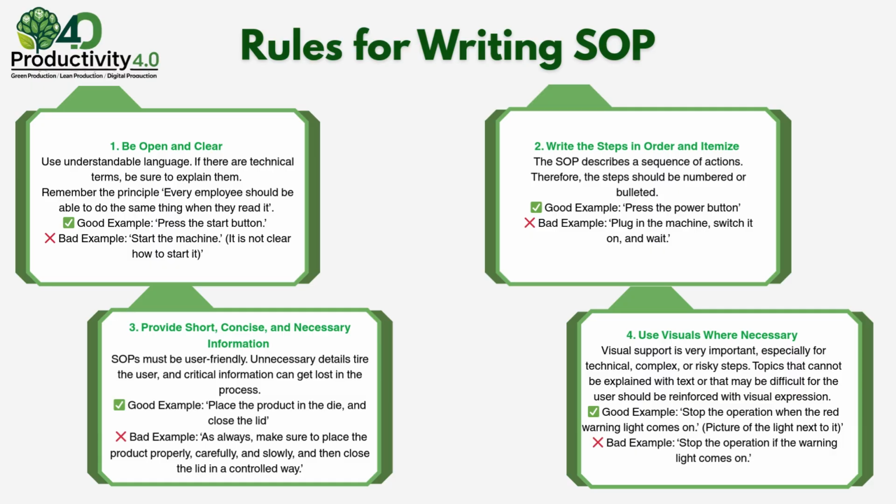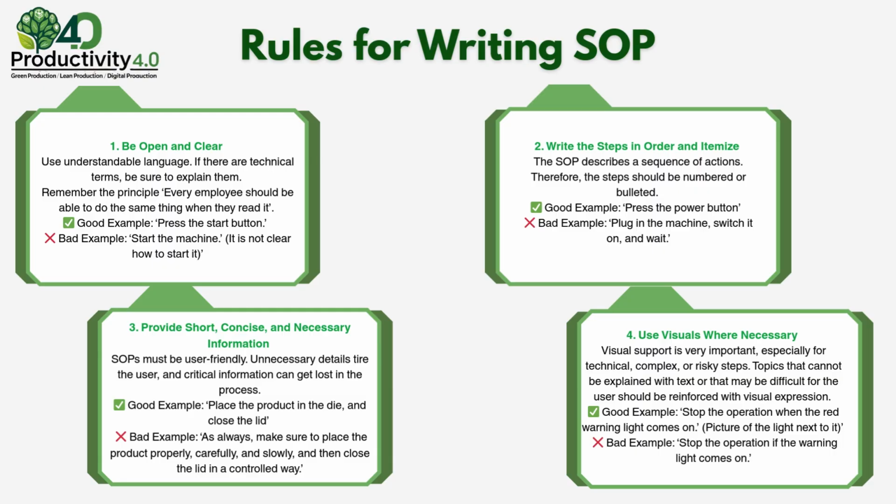First, the language used must be simple and clear. Every employee should be able to carry out the same procedure by reading the standard operating procedure. Therefore, complex technical terms should be avoided, and expressions should be clearly written. Each step must be clearly defined. Writing steps in sequence and in bullet point format increases process traceability. Every action should be defined without ambiguity.